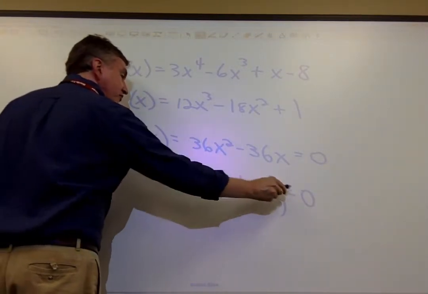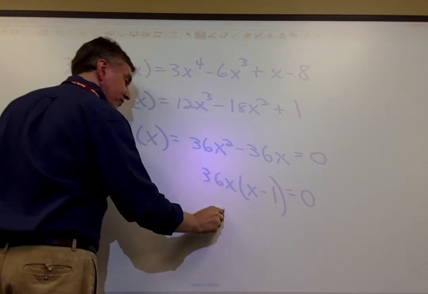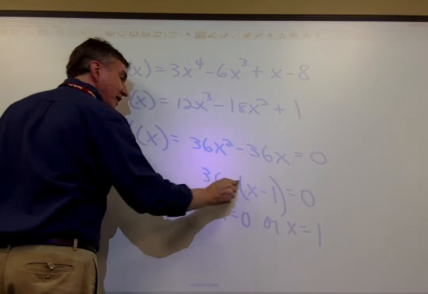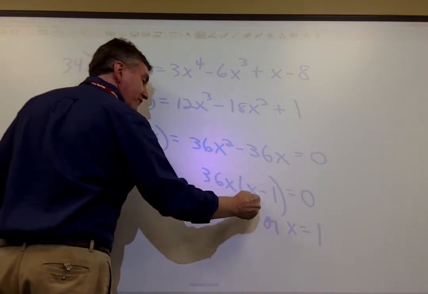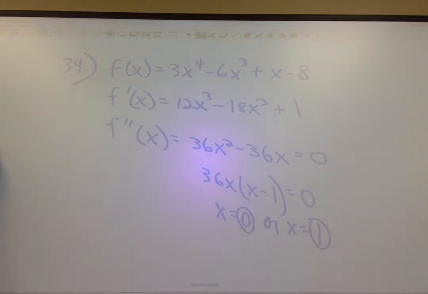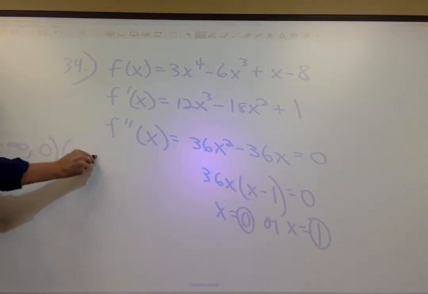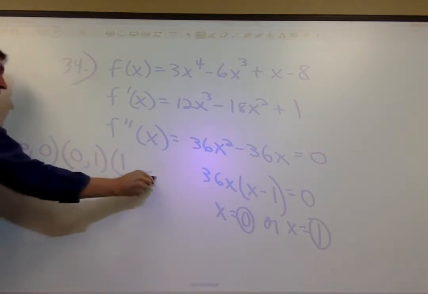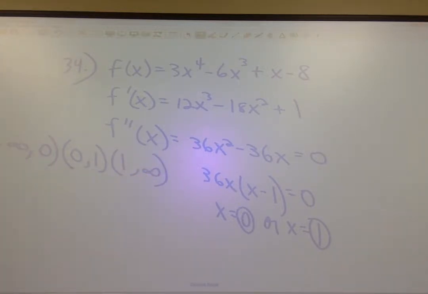Right. So if I set each factor to 0, 36x is 0, x is 0. And if x minus 1 is 0, x is 1. So look at my intervals. Negative infinity to 0. Then what? 0 to 1. And then 1 to infinity. Those two numbers split my x-axis into those three intervals, just like we did with increase and decrease in the last one.